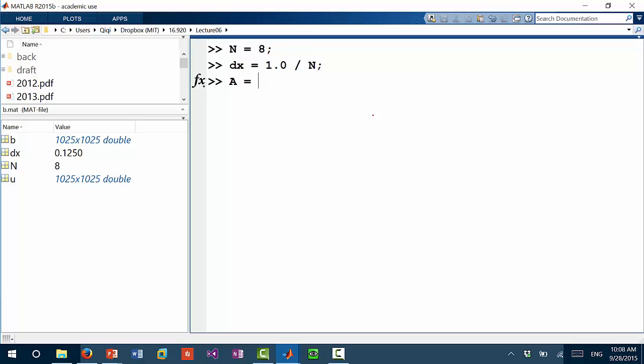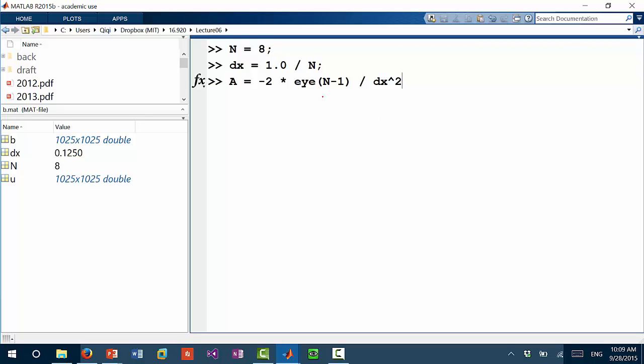What is 9? Right, it should be 9 points exactly, including the boundaries. And if we assume the boundaries are Dirichlet boundary conditions, that means their values are already known, and the unknowns are 7, right? So A should be -2 times the identity matrix of size n-1 divided by dx squared.